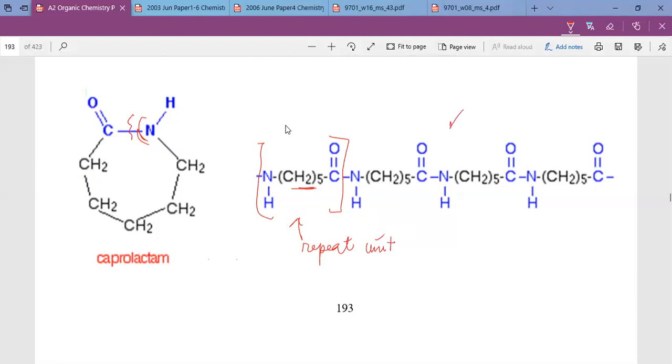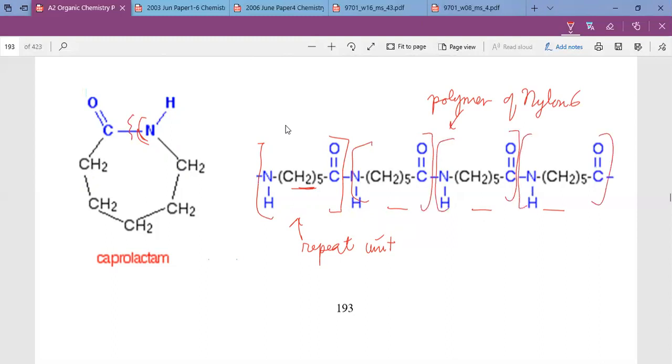Right, this whole thing, 1, 2, 3, 4, is a polymer of nylon 6, with 4 repeat units. They normally ask with 3 at the most.